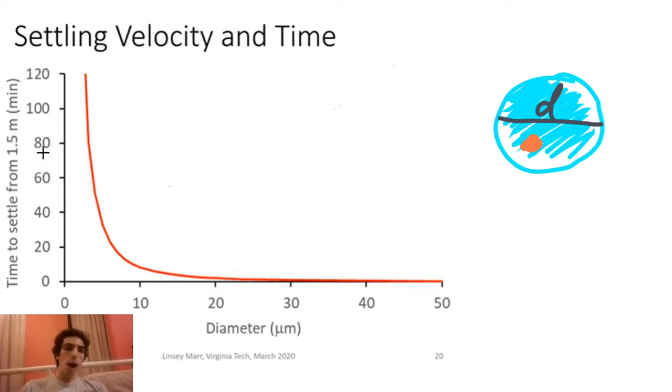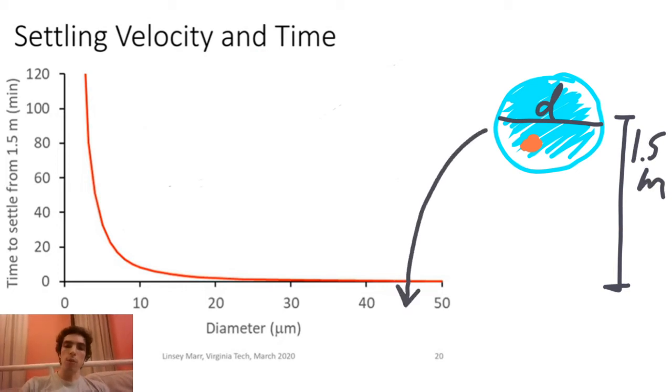And for this y-axis, our dependent variable, that time to settle from 1.5 meters is literally how long it takes for this water droplet to fall 1.5 meters after we have expelled it. So if we're standing 1.5 meters up, it's how long it's going to take to fall down. This graph shows, as we look at larger and larger droplets, how long those take to fall 1.5 meters, and that time is measured in minutes. That's why that's in parentheses.